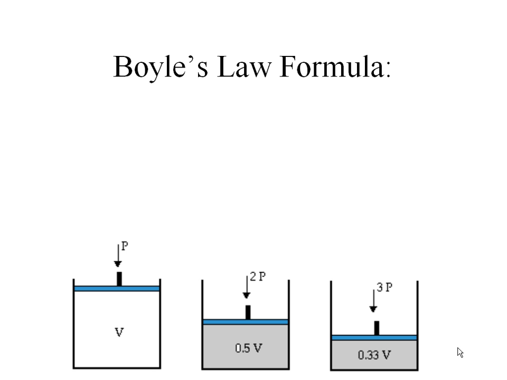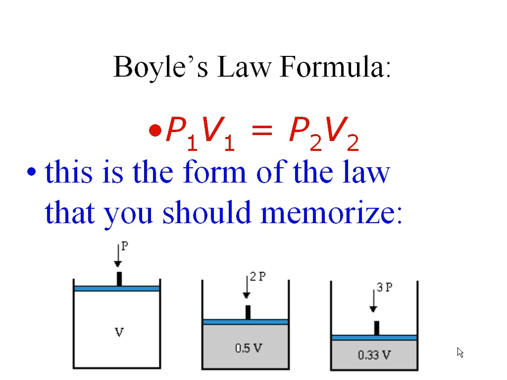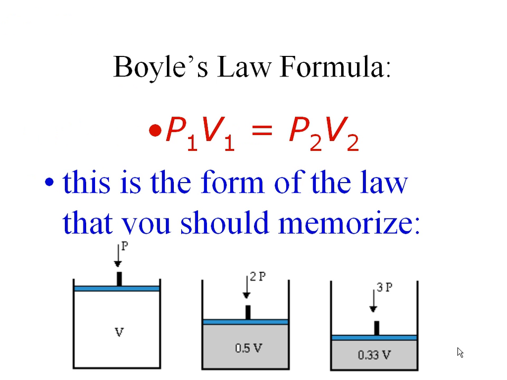Boyle's Law formula. P1 times V1 equals P2 times V2. This is the form of the law that you should memorize.